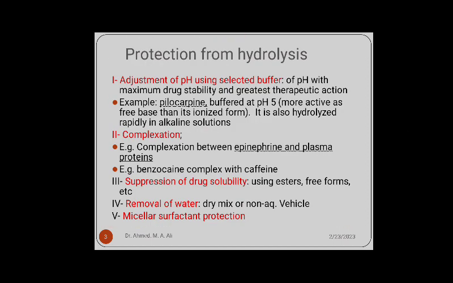How to protect from hydrolysis? We can protect from hydrolysis by adjusting pH using a selected buffer. For example, pilocarpine buffered at pH 5 will be very active and stable. It is also hydrolyzed rapidly in alkaline solution. If the pH is over 7, it will be hydrolyzed rapidly.